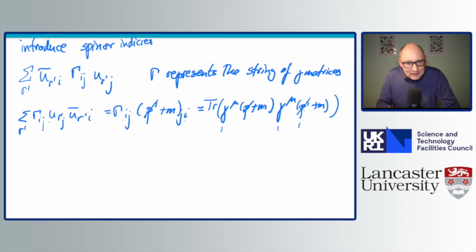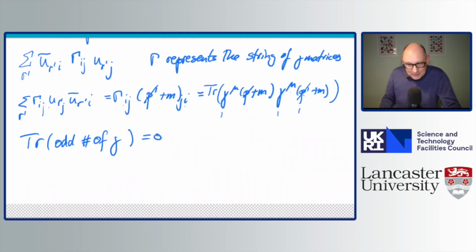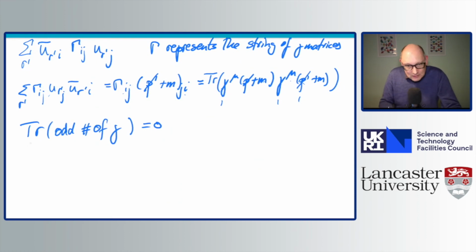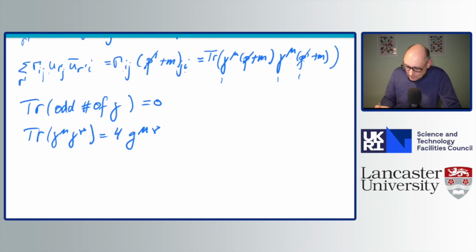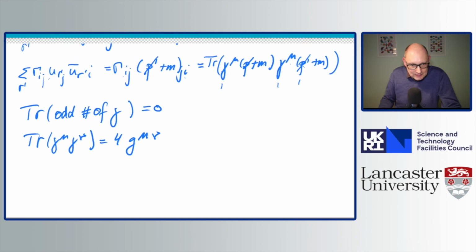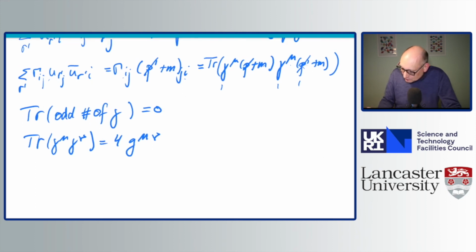Good. Luckily, it turns out that the trace of any odd number of gamma matrices is equal to 0. So that bit of the calculation is quick. Also, the trace of gamma mu, gamma nu turns out to be 4 g mu nu. You'll show this in one of your worksheets. Now, specifically, as I said, we then need the trace of up to highest 4 gamma matrices.